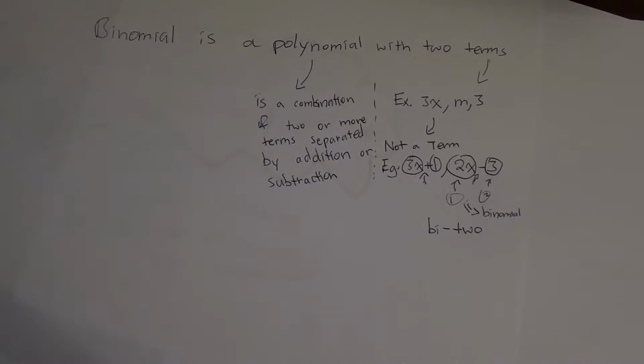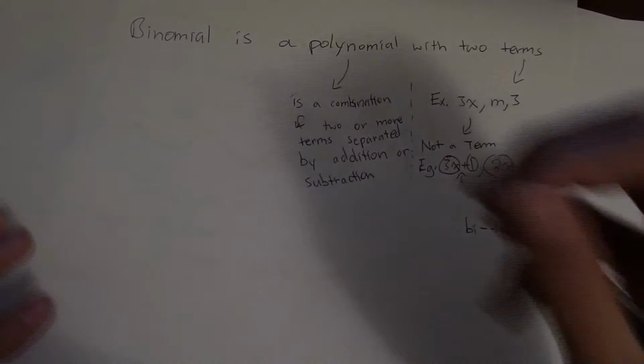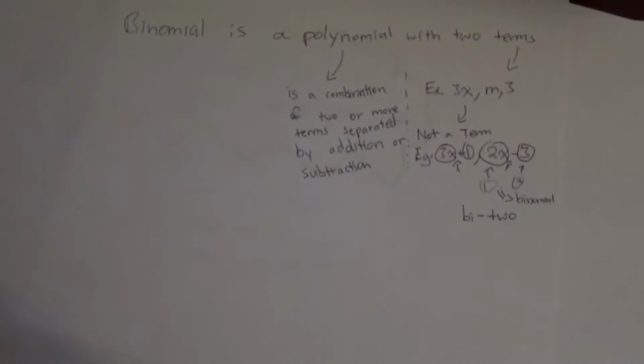Alright, let's progress with the actual work. I'm just going to use a new sheet of paper. Basically, take a binomial, say, for example, x plus 3 to the power of 2.